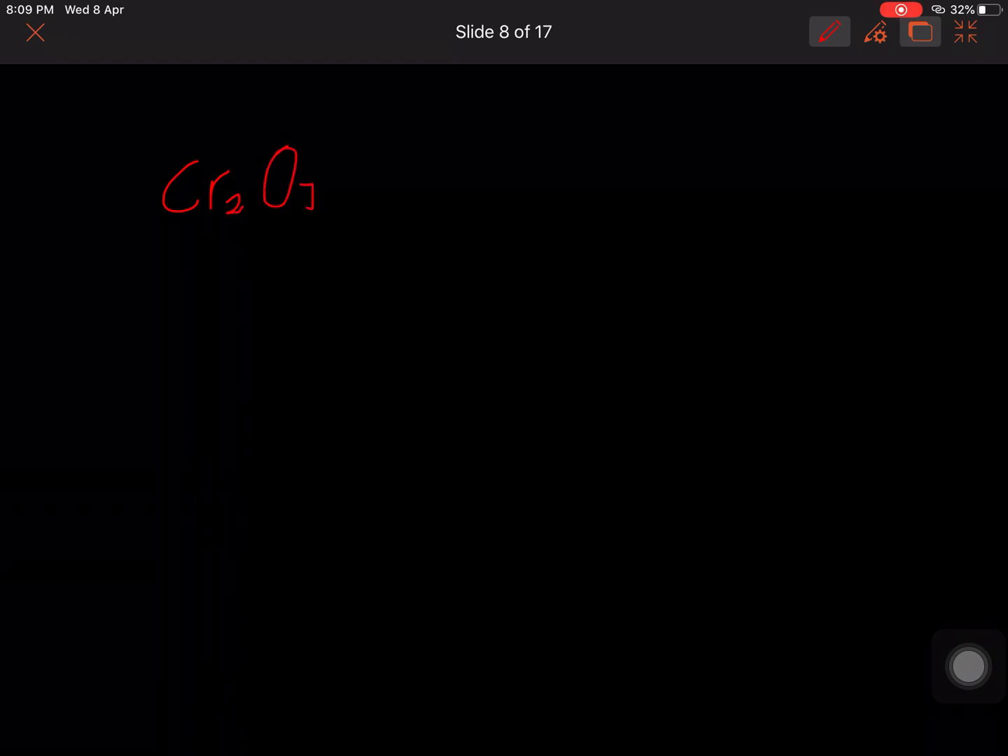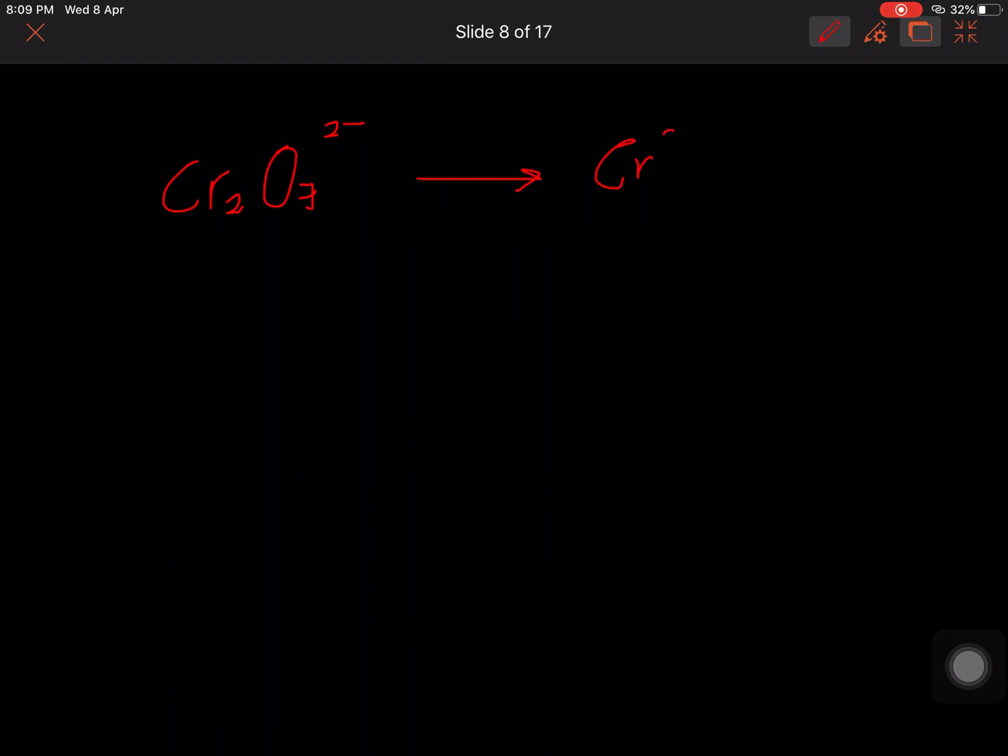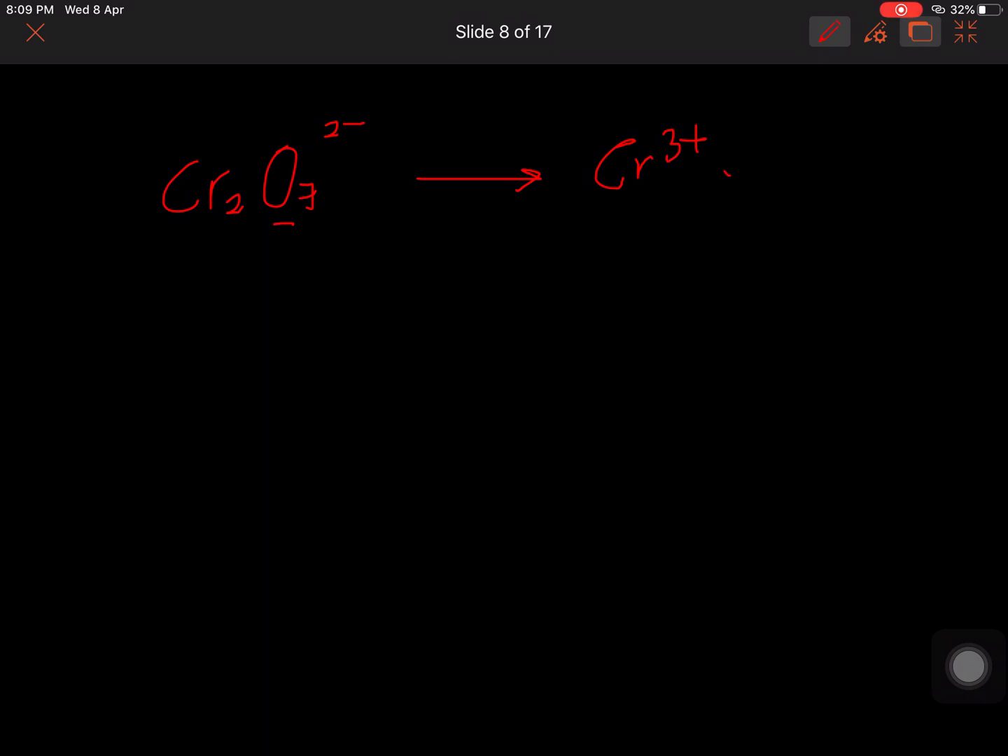Dichromate, Cr2O7, charge is 2 minus. And then it becomes the chromium ion. There is O before the arrow, so here we have to add H2O. After the arrow there is H, so here we have to add H+.